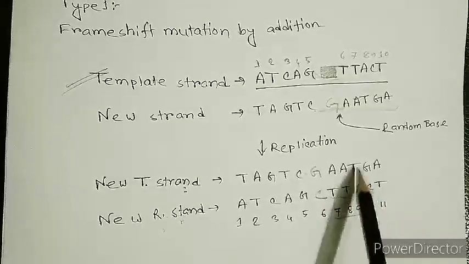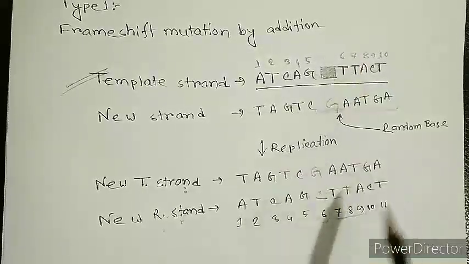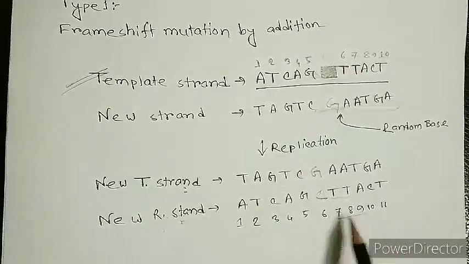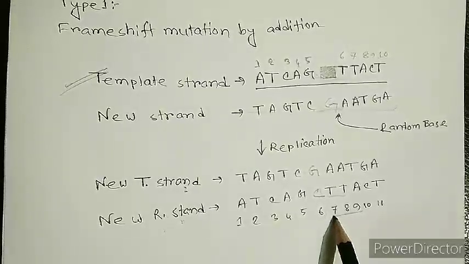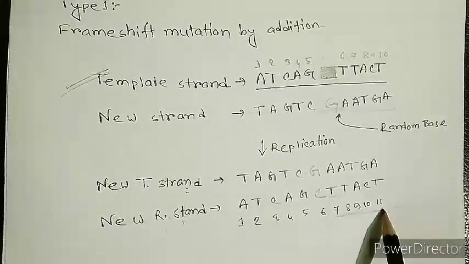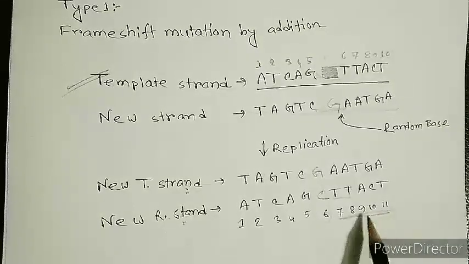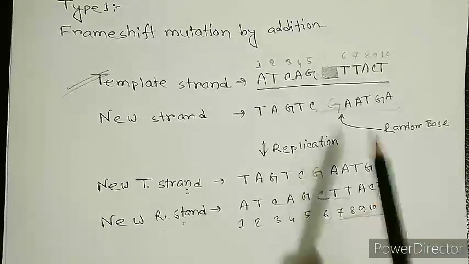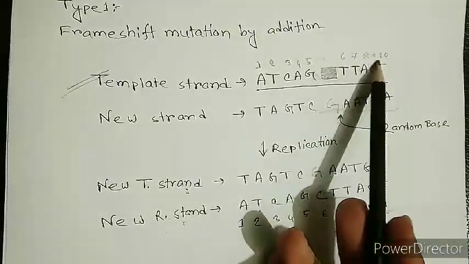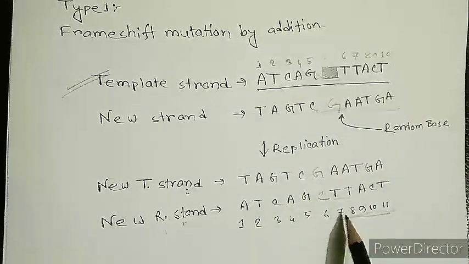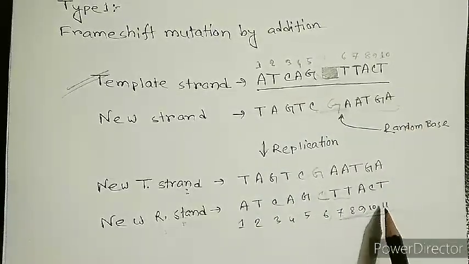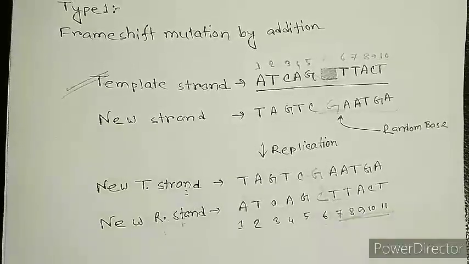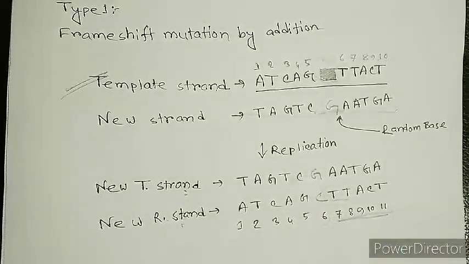Here the TT was on 6 and 7, but here they are 7 and 8. Like this, the whole next part of the strand changed their position by one number. That was 6, 7, 8, 9, 10, now have become 7, 8, 9, 10 and 11. This is Frameshift mutation by addition.